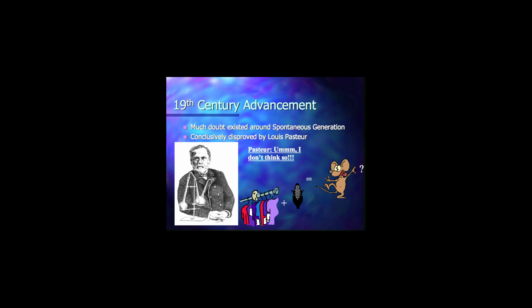And so he proved that something like broth or meat or wool cannot grow something else. That organism has to come from its own kind. So he disproved spontaneous generation.